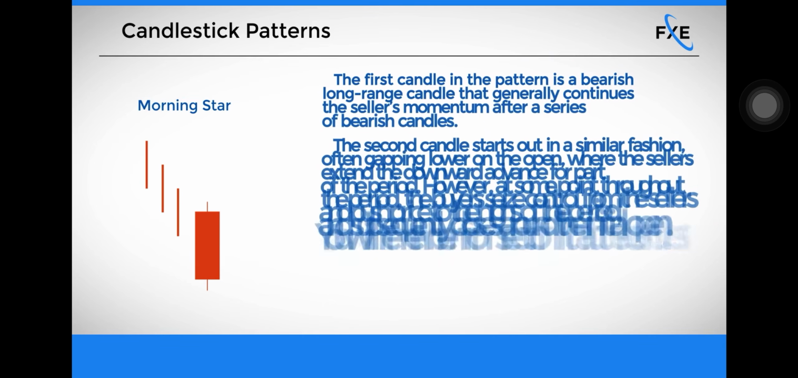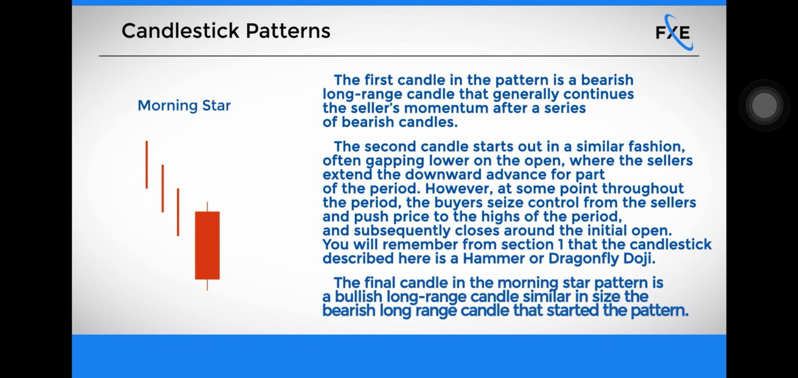The first candle in the pattern is a bearish long-range candle that generally continues the sellers' momentum after a series of bearish candles. The second candle starts out by opening noticeably lower than the previous candle's close, commonly referred to as gapping lower. From here, the sellers extend the downward advance for part of that period. However, at some point throughout the period, the buyers seize control from the sellers, push price to the highs of the period, and subsequently close around the initial open.